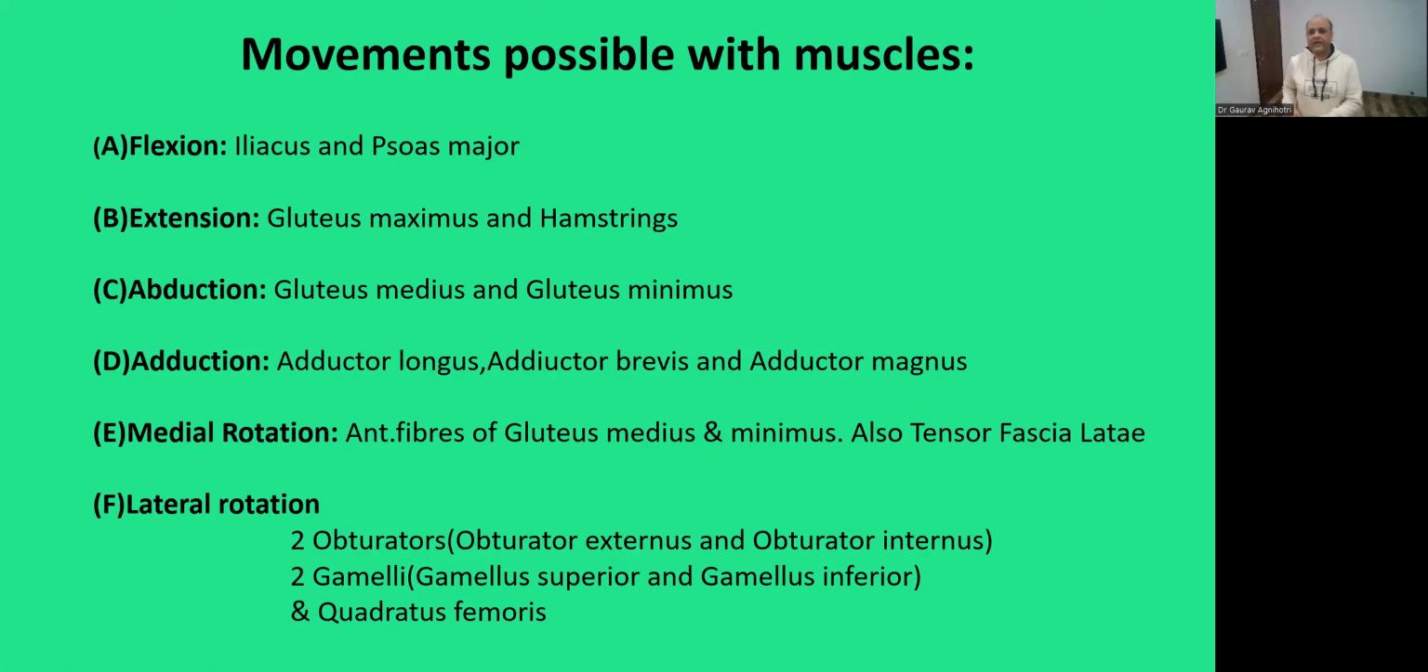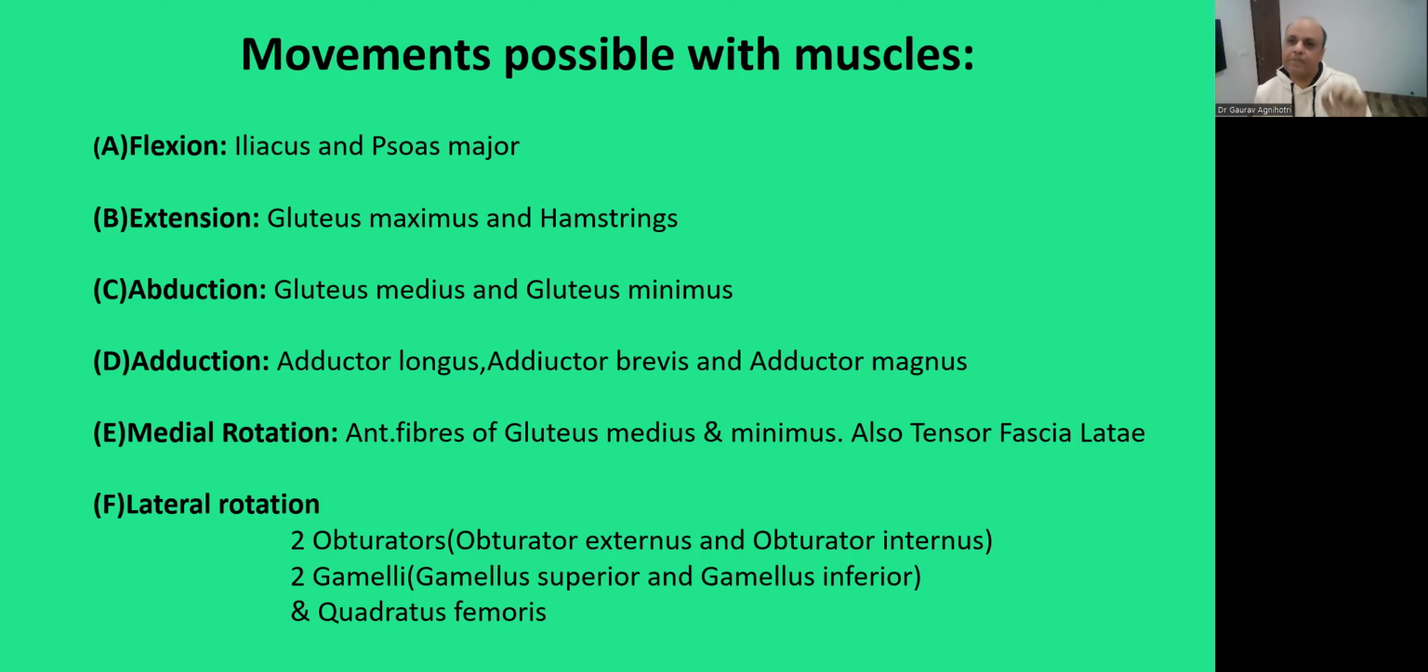So now iliacus and psoas, they are lying in front of the hip joint. So when they contract, what they will cause is they will bring the thigh near to the abdomen. So that is flexion of the hip joint. So iliacus and psoas are flexors of the hip joint, and the muscles at the back of the hip joint, like the gluteus maximus and the hamstrings, they are extensors of the hip joint.